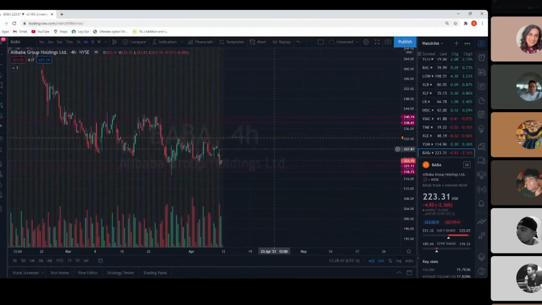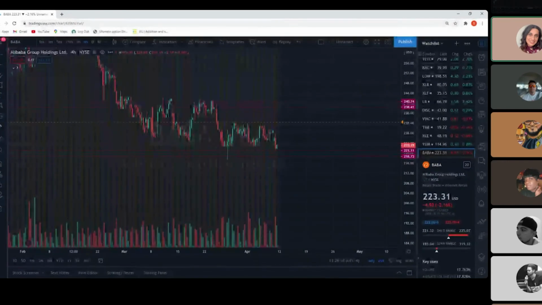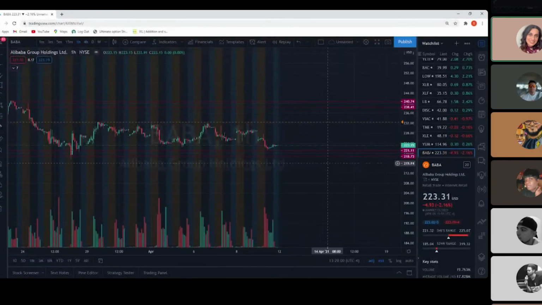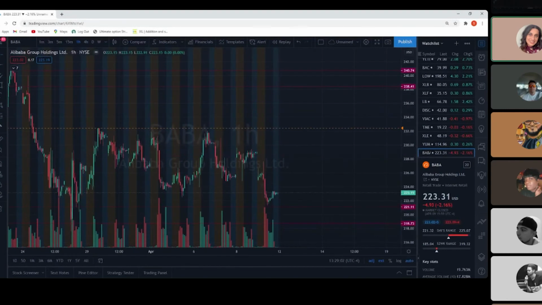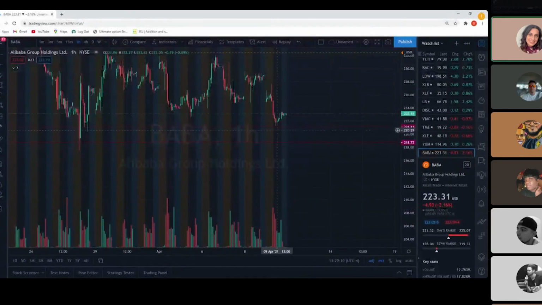So what happened Friday was it sold off because the news did come out of the Chinese government taking action on it. But why I liked it was because look, it barely came above this zone. Let me move it up. So it barely came above this zone and it started moving up. So I didn't take the trade here. I didn't take the trade on the second candle.